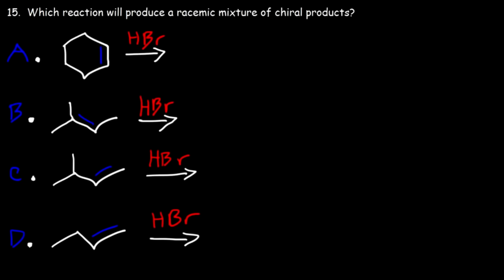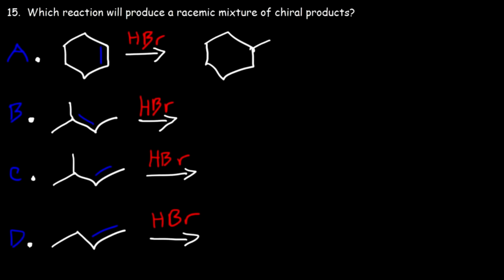Number 15. Which reaction will produce a racemic mixture of chiral products? So what do you think the answer is going to be? Well, let's go through each one. Once we add HBr to a double bond, or to an alkene, the double bond is going to turn into a single bond, and we just got to add the bromine atom. Now, this reaction typically occurs with more carbon-to-carbon stereochemistry. However, because the two carbon atoms across the double bond have the same substitution, they're both secondary carbons, this reaction is not regioselective. So you can put the bromine atom on any one of those two carbon atoms.